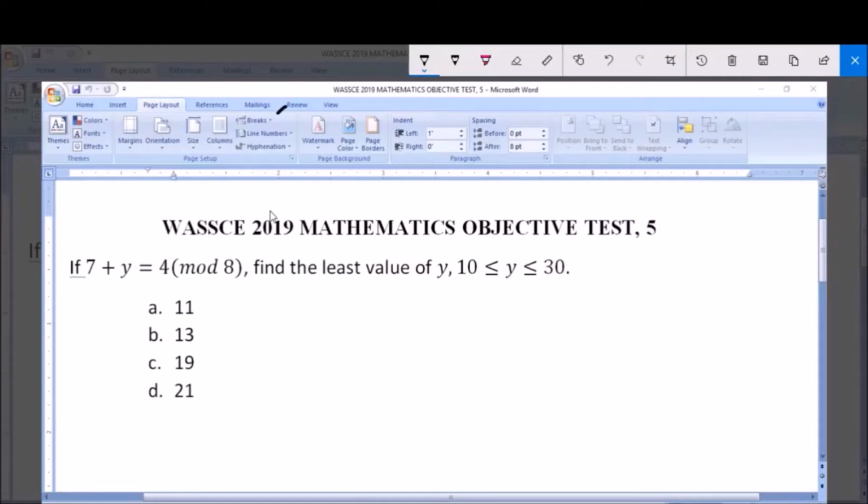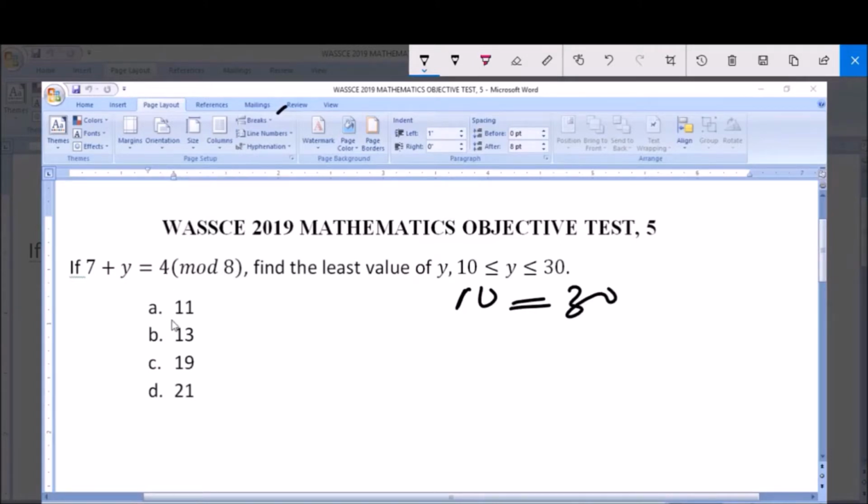Today we'll be dealing with WAEC 2019 Mathematics Objective Test. This is question 5. If 7 plus y is equal to 4 mod 8, find the least value of y, which is 10 less than or equal to y, less than or equal to 30. Now it means y will be in the range of 10 to 30. It might be any number from 10 to 30, including 10 and 30, the least positive value of y in this equation.